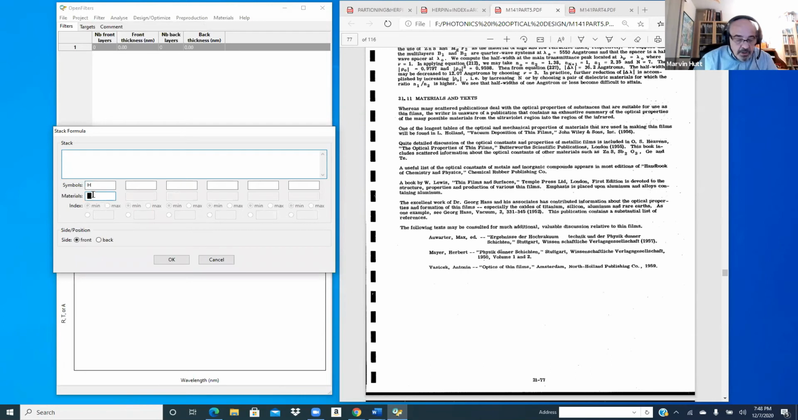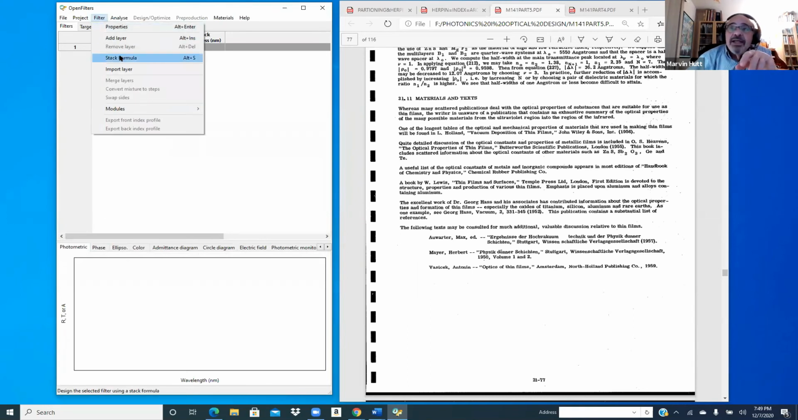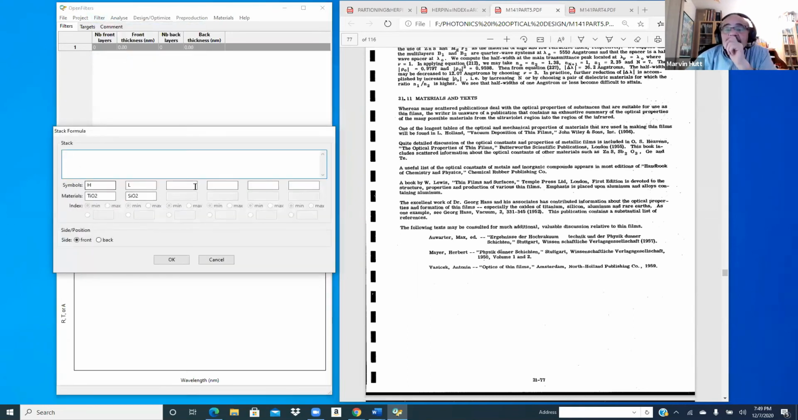Now let's go ahead, high material, TiO2. And now low, SiO2. Okay, I don't know why that happens. It's flaky. Stack formula.